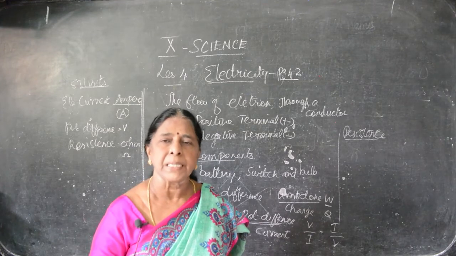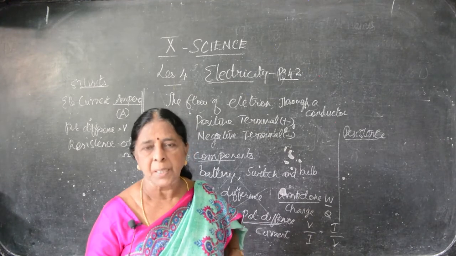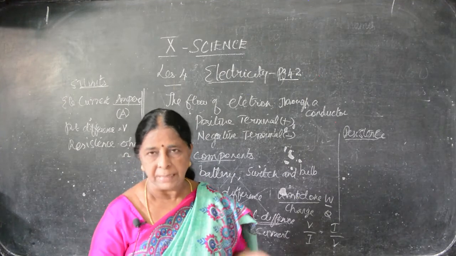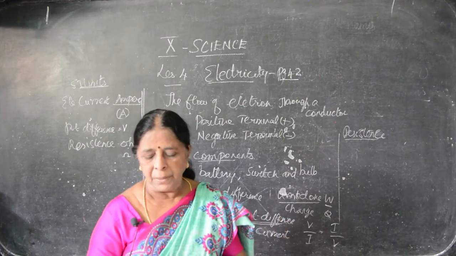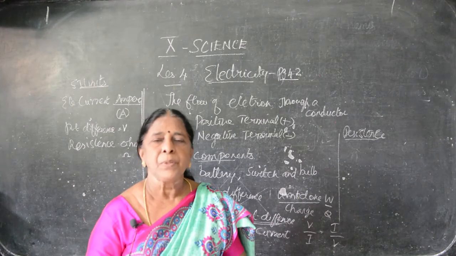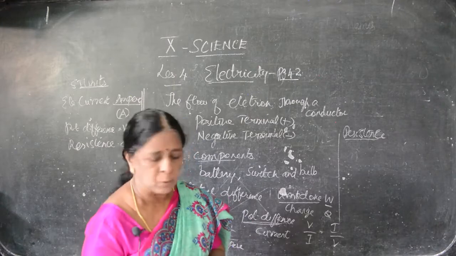Insulators are the things which cannot conduct electricity. They are the poor conductors of electricity. For example, glass is in the range of 10 to the power of 10 to 10 to the power of 14. Rubber is 10 to the power of 13 to 10 to the power of 16. Clear?